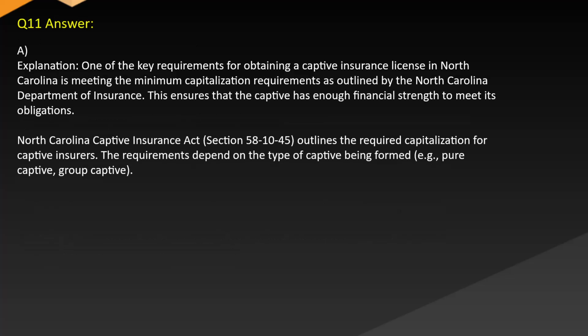Answer: A. Explanation. One of the key requirements for obtaining a captive insurance license in North Carolina is meeting the minimum capitalization requirements as outlined by the North Carolina Department of Insurance. This ensures that the captive has enough financial strength to meet its obligations. North Carolina Captive Insurance Act, Section 58-10-45 outlines the required capitalization for captive insurers. The requirements depend on the type of captive being formed, e.g., pure captive, group captive.